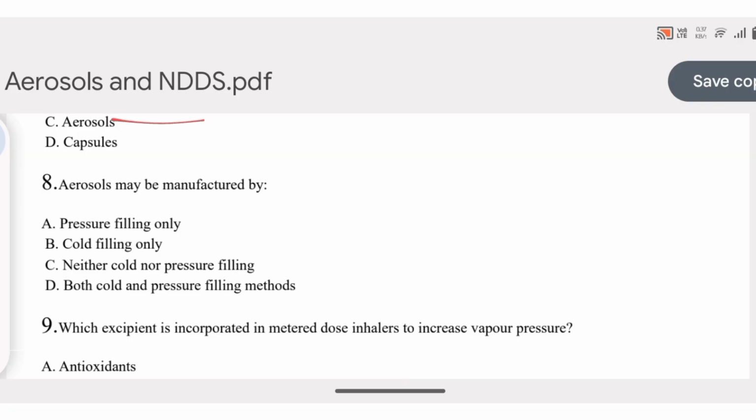Next, aerosols may be manufactured by. Remember, this is a trick question, but you can handle it easily because it requires both pressure filling and cold filling. So both the methods are correct. So the right answer will be option D.